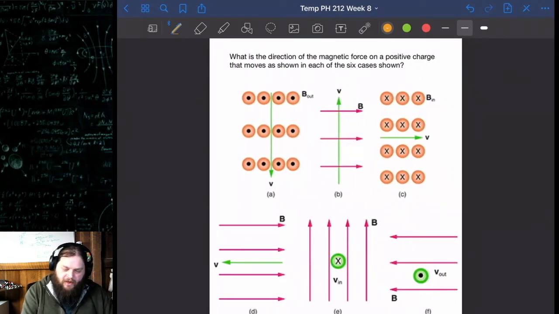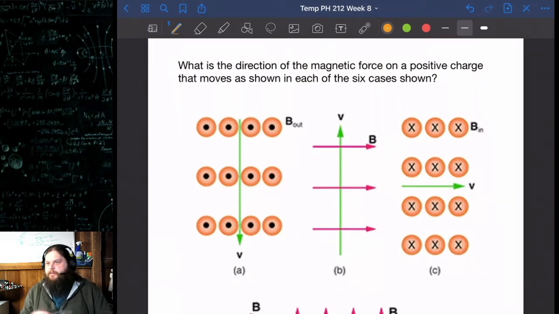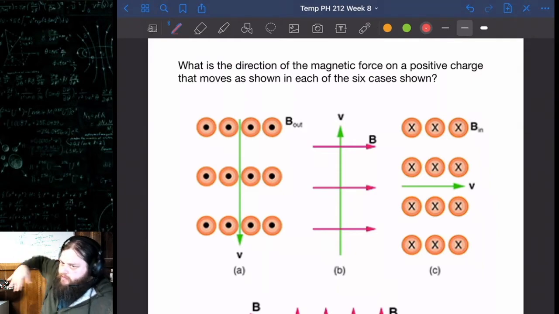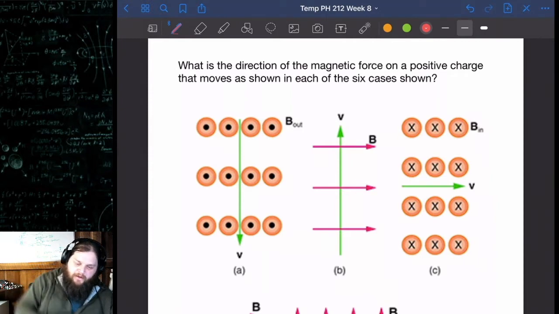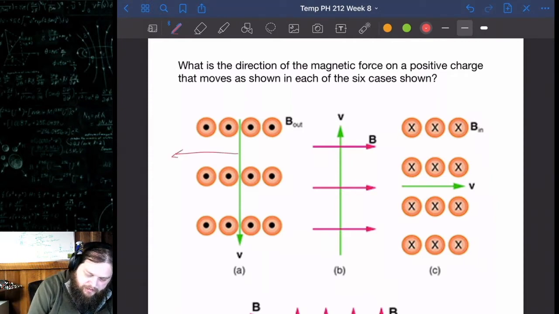So first, let's look at a few different examples of using the right-hand rule to find the direction of the forces. Starting with this first one, A, we see the magnetic field is coming out of the page towards us, and the velocity vector is going downwards. So if I were to point my hand, I'd have to point it this way. My velocity vector would go down. Make sure you're using the right hand, and you curl your fingers out of the page. So it's coming out of the page. My thumb is pointing to the left, right? So my velocity vector is going to be going that direction.